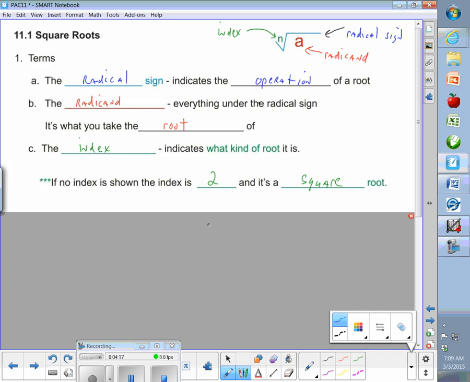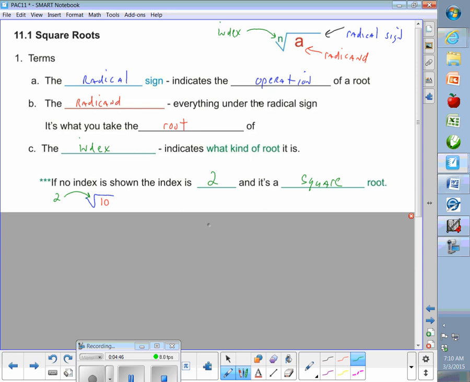So for example, if we had the symbol there, and let's stick the number 10 in for the radicand. We know that this index is a 2, but it's not shown. We don't need to write a 2 in there because we know when nothing is there, the index is a 2, and therefore we are doing a square root.